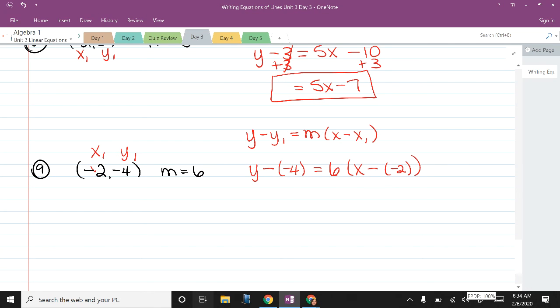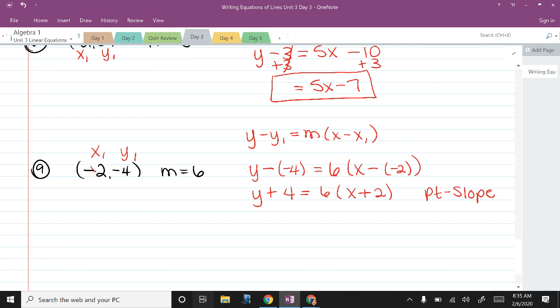And then, so you see those double negatives everywhere? The only thing you have to do is simplify double negatives, which means change them to plus signs. So y plus 4 equals 6 times x plus 2. Sometimes you'll have no double negatives. Sometimes you'll have either this double negative or this double negative, and sometimes you have both. It just depends on your coordinates and which ones have negatives and positives. So now it's in point slope. Once you clear up double negatives, you're in point slope form.